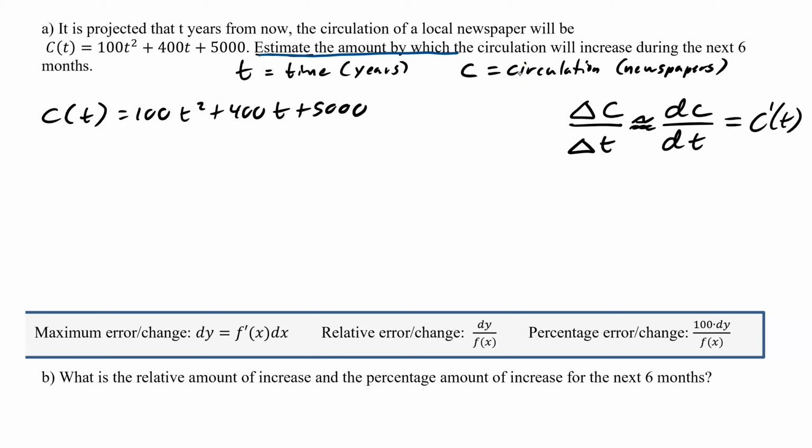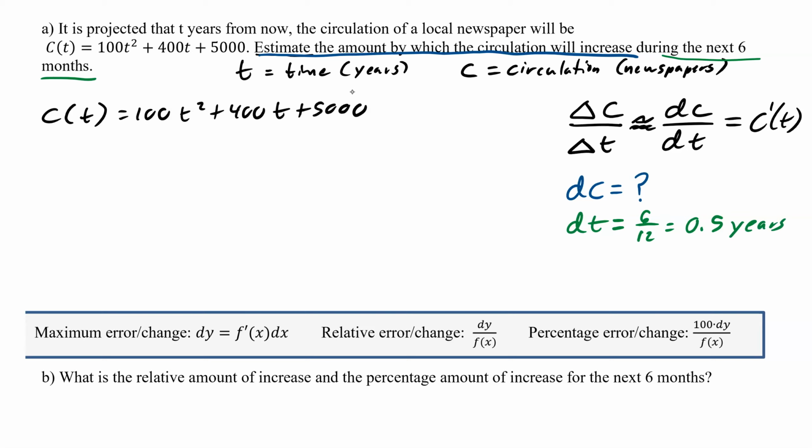So what it's saying here is estimate the amount by which the circulation will increase. This right here is asking for DC. So that is our question. And it says during the next 6 months, that's our DT. It's giving us our DT. And 6 months, our time is in years. So if we're looking at 6 months, that would be 6 out of 12, 0.5 years. So we know our DT.